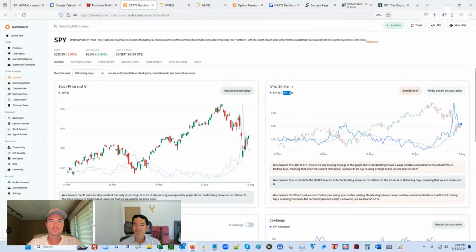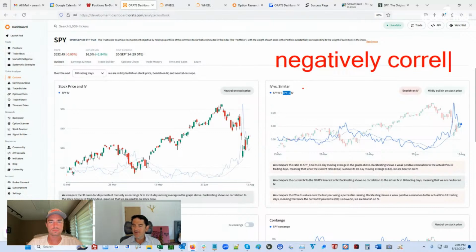So IV versus similar is the opposite of correlated. So it's negatively correlated to the stock price. So what that means is, we could see it in this graph a little bit, when this relationship goes down, the stock usually goes up. When this goes up, the stock usually goes down.